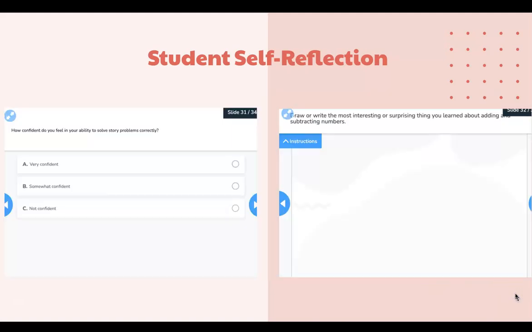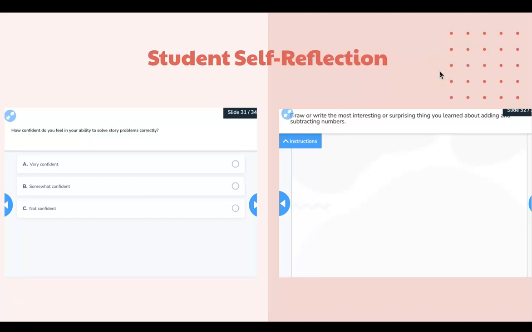Additionally, after every single Nearpod lesson that we do in class, we have questions at the end, such as, how confident do you feel in your ability to solve story problems correctly? Students can answer very confident, somewhat confident, or not confident, as well as they are prompted to draw or write the most interesting or surprising thing they learned about adding and subtracting numbers on this slide right here.